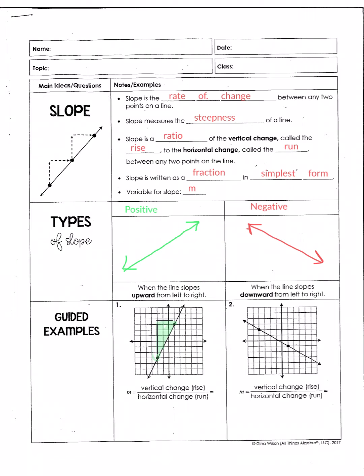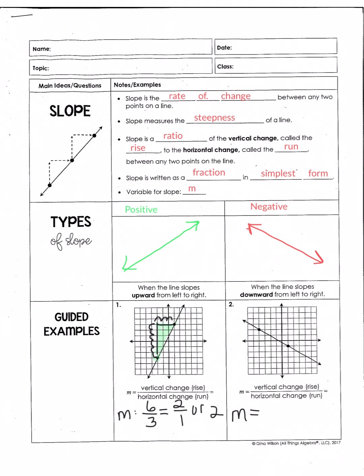So I'm going to count starting at the bottom point, and I notice I'm going 1, 2, 3, 4, 5, 6 up, and 1, 2, 3 over. So I wrote my fraction as 6 over 3. That can be simplified to 2 over 1, or just 2.